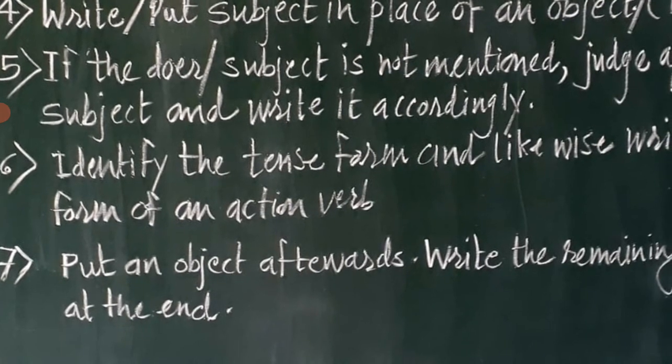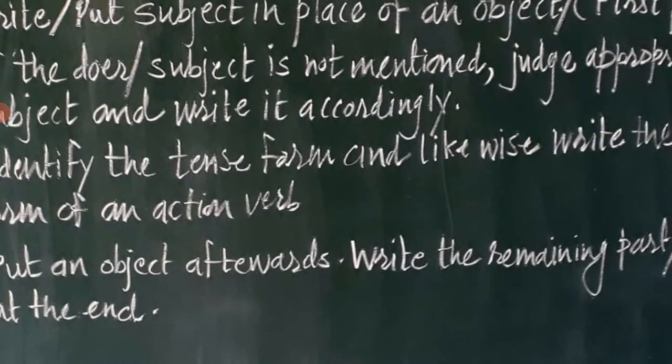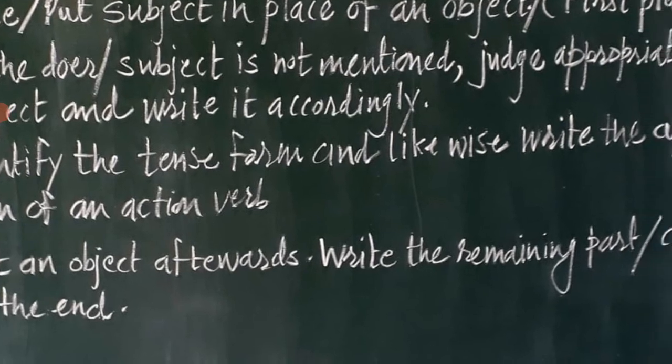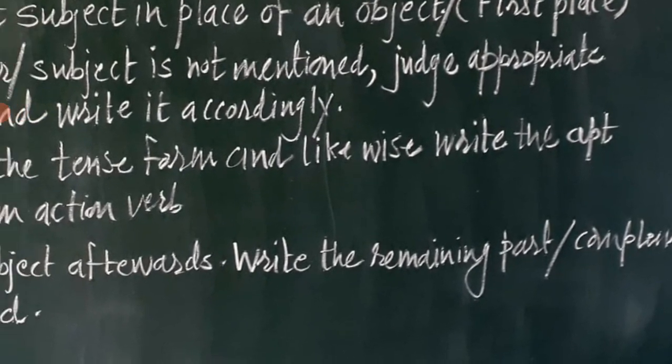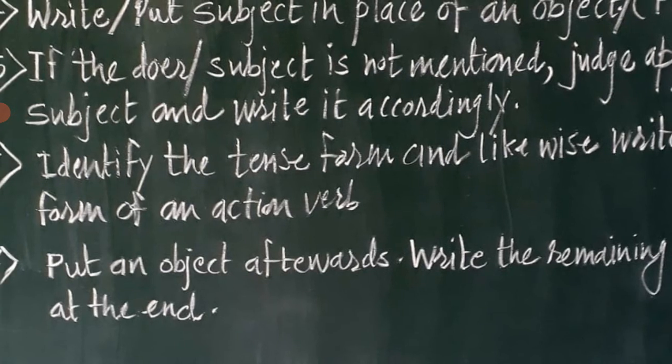Next activity is to identify the tense form. That is very important, and likewise write the apt form of the action verb. If the sentence you have judged belongs to simple past, then you need to convert the action verb V3 into V2, or if it is in simple present, then V3 into V1. Likewise, you have to make a change in the action verb's form.